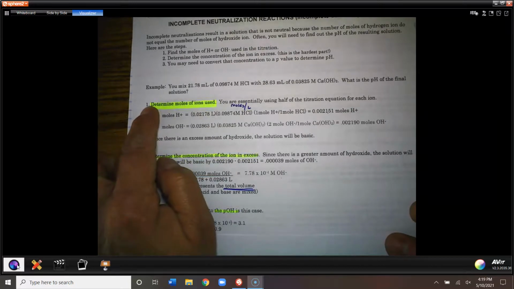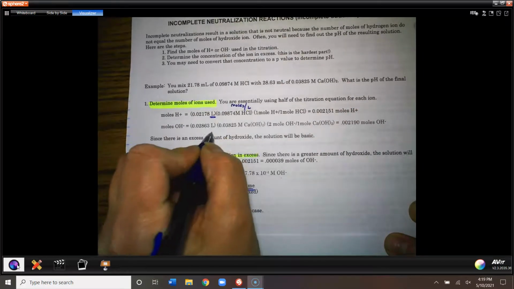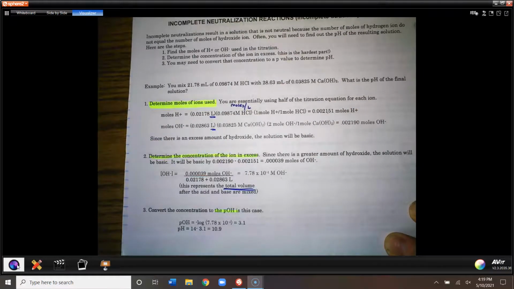It's over 7 because OH minus is in excess. This is a basic solution. So 3 things you have to do. Figure out how many moles of ion you use. The tricky part here is you need to use liters. Okay, you can't use milliliters, you need to use liters.